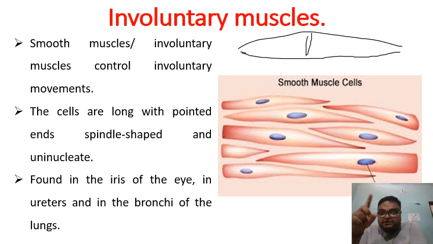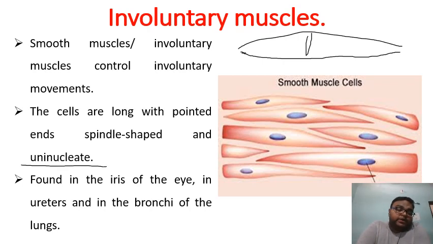Another difference from the skeletal muscles is what? The skeletal muscle was cylindrical, isn't it? It had more than one nucleus, or it was multinucleate. But when we study the involuntary muscles, these are spindle shaped, and they have only one nucleus, or we can say uninucleate. Uninucleate, right?